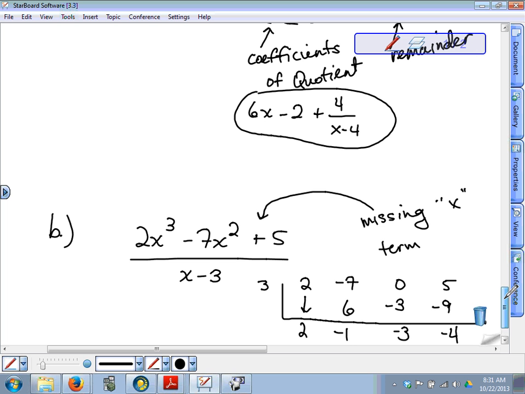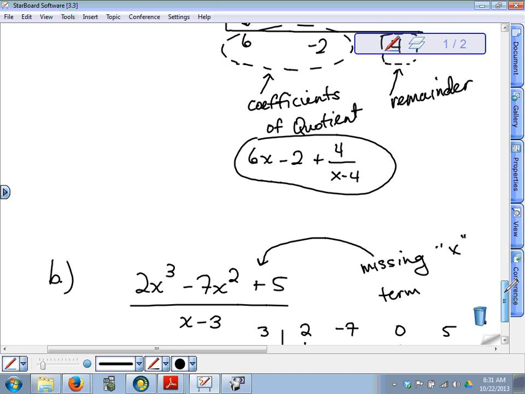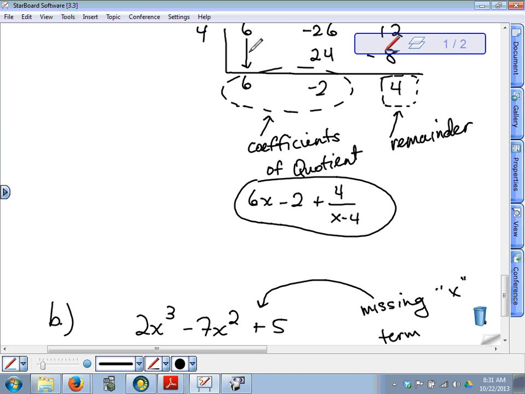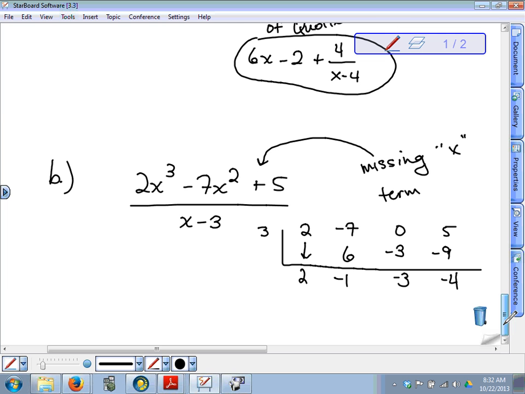Empty. An empty spot where? Oh, nothing ever goes there. You always just drop down that first term. Okay, so this is your remainder. These are the coefficients of your quotient.